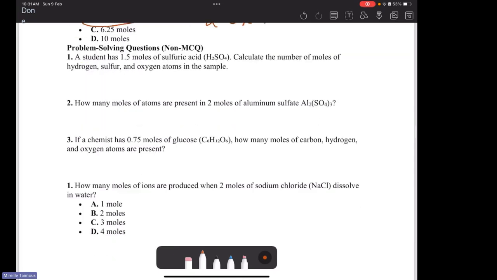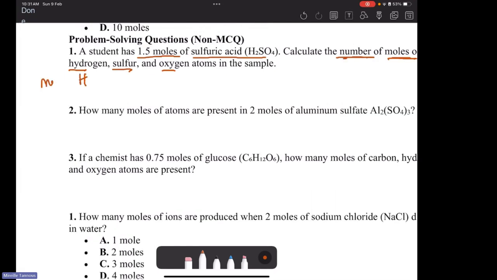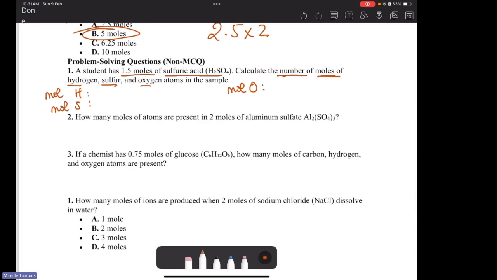Now let's move on to problem solving. A student has 1.5 moles of sulfuric acid. Calculate the number of moles of hydrogen, sulfur and oxygen atoms in the sample. That's very easy. Let's split it. They want moles of hydrogen, moles of sulfur, and moles of oxygen. They are asking for moles of atoms, so no need for Avogadro's number. I only multiply the given mole by the atomicity.